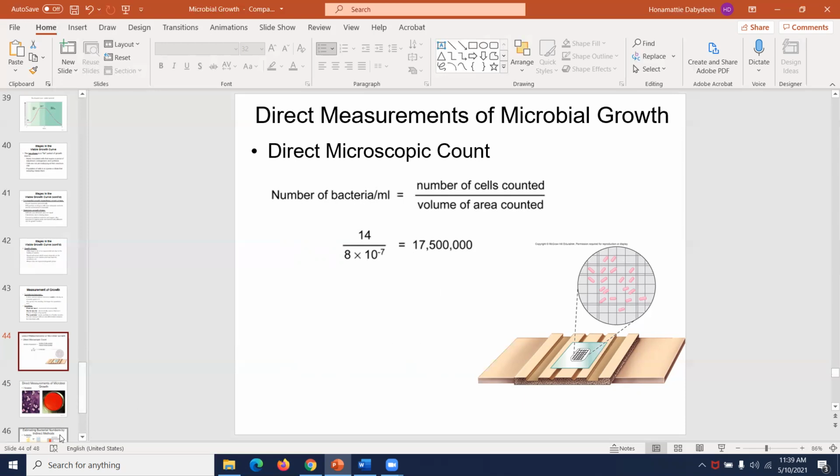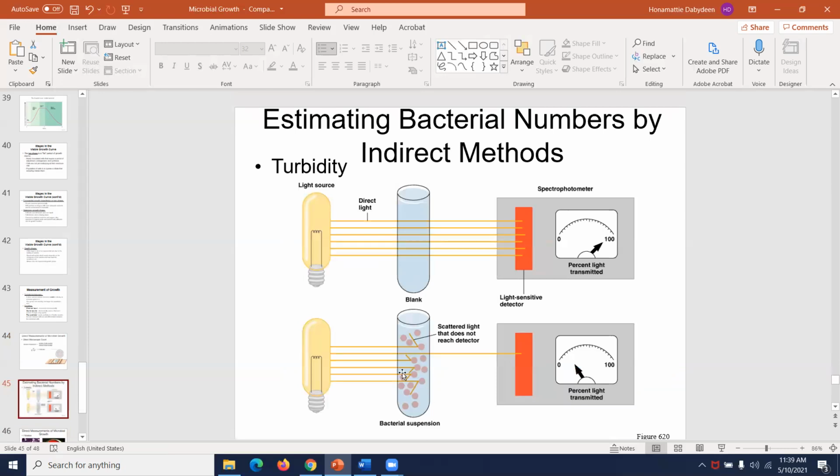Another way to do it, like I said, is the spectrophotometry method. If you have turbidity in the broth medium, less light will go through and more light will be absorbed. So depending on the transmitted light or the absorbance, you can figure out how turbid this medium is and measure the amount of organisms in there.